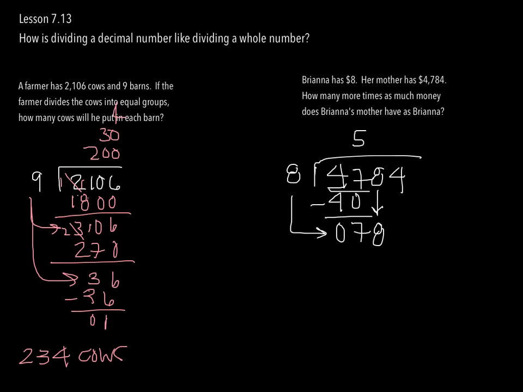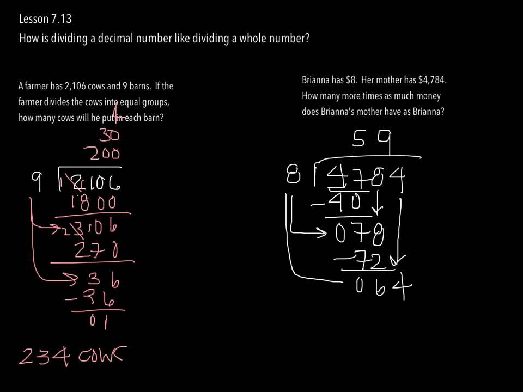Well, 8 times 10 is 80, so that's going to be too big, so it's going to be 8 times 9. Put answer on top. 8 times 9 is 72. Now I'm going to subtract. 8 less 2 is 6. 7 less 7 is 0. Bring down the 4.